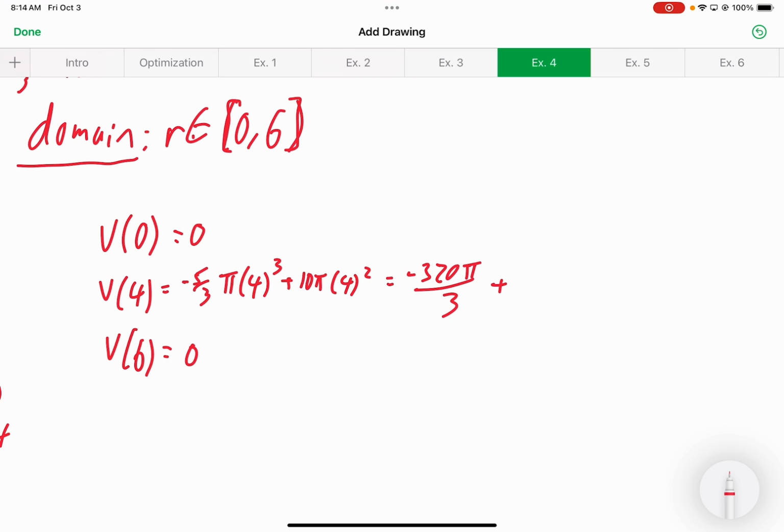Plus 160 pi. And then if I find a common denominator, it would be negative 320 pi, and then 3 times 160 gives us 480. So the difference between 480 and 320 is going to give me 160 pi over 3.